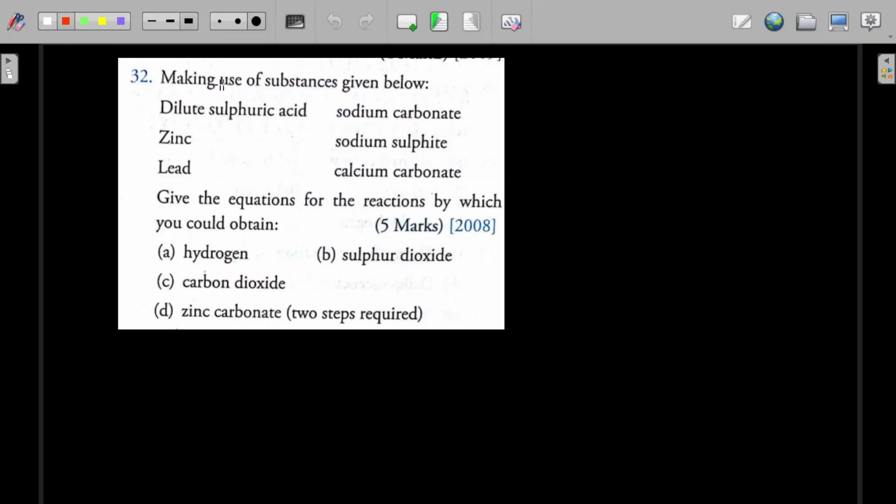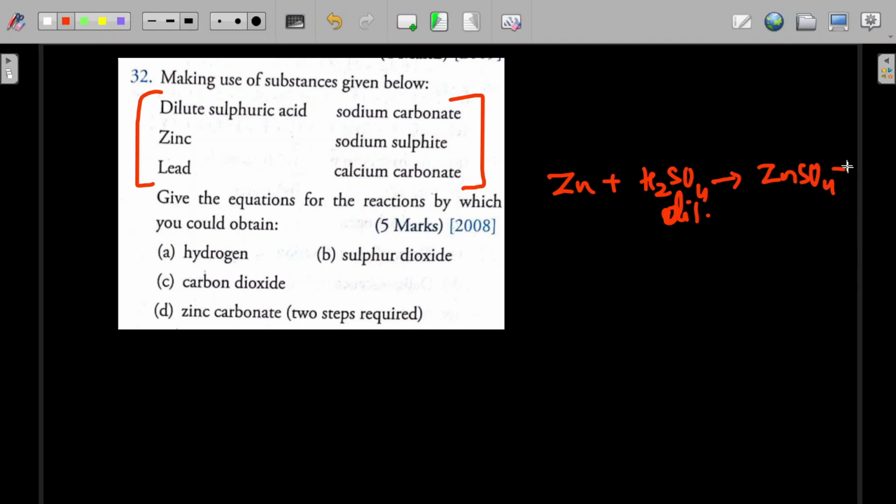Again, similar thing. Making use of substances given, means these are the substances given. Give the equations for the reaction by which you could obtain hydrogen, sulfur dioxide, carbon dioxide. Again, simply based on your knowledge of reaction of acids and salts. So hydrogen, when you get active metal plus H2SO4. Zinc plus dilute sulfuric acid. So that reaction you have to write. And what you should not forget is here, dilute. Everything you write, dilute you don't write, then you will say, sir, I made silly mistakes.